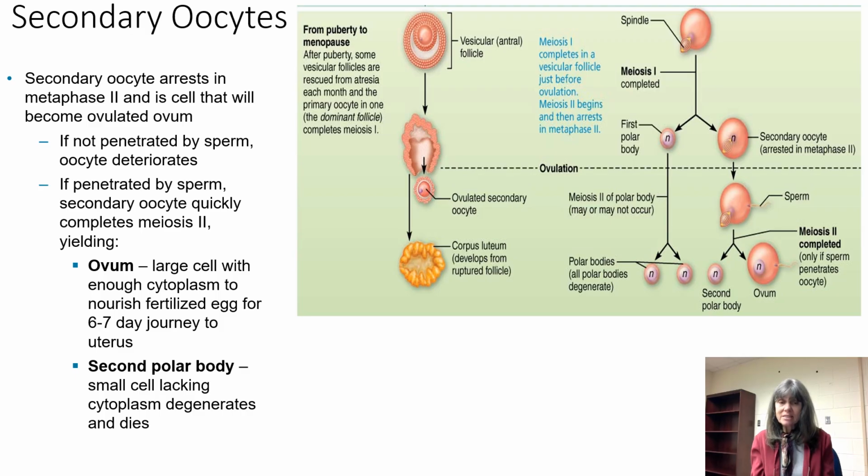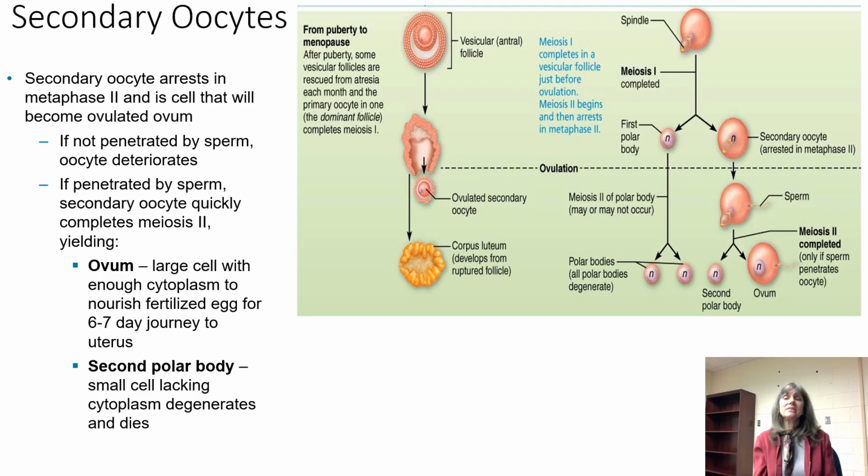And when it completes meiosis 2, it is going to yield an ovum, which is a large cell with enough cytoplasm to nourish that fertilized egg on its 6 to 7 day journey to the uterus, because most ova are fertilized in the uterine or fallopian tubes. That meiosis 2 also produces a second polar body, which is a small cell lacking cytoplasm but containing DNA, and that second polar body will degenerate and die.